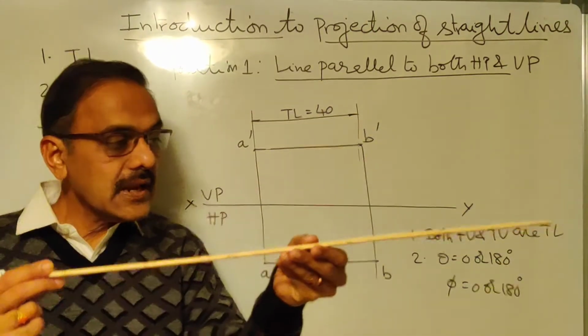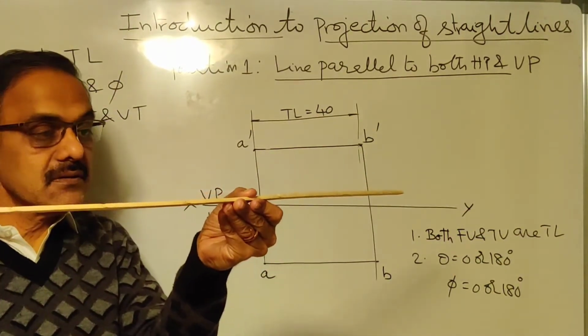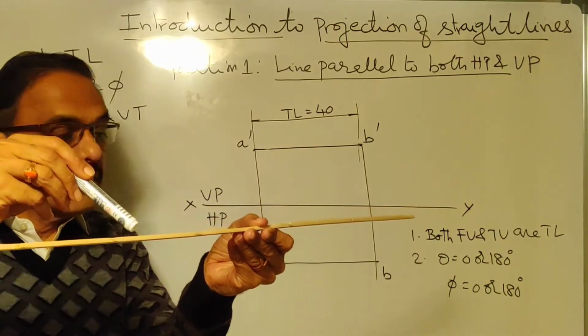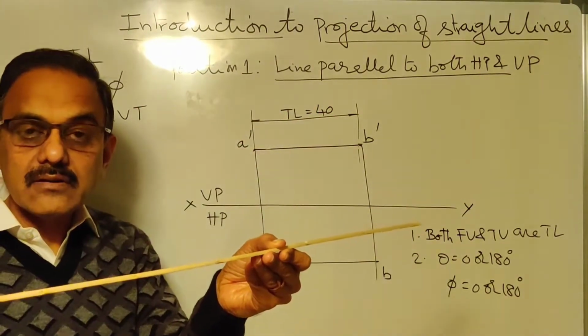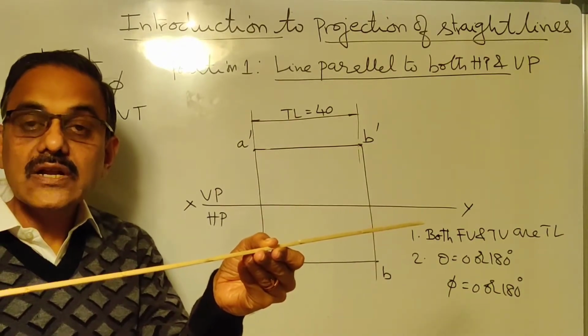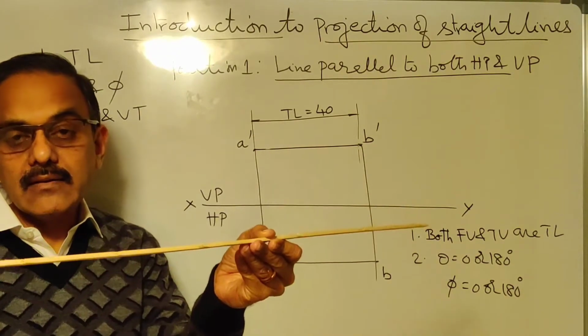Similarly, if you imagine the line is inclined to VP like this, imagine that this line is extended to meet the vertical plane at some point. That point is called the vertical trace of this line. Okay?